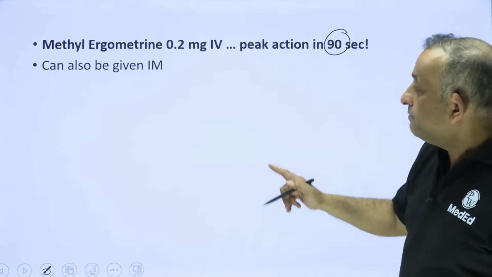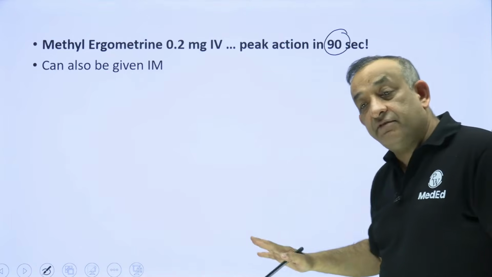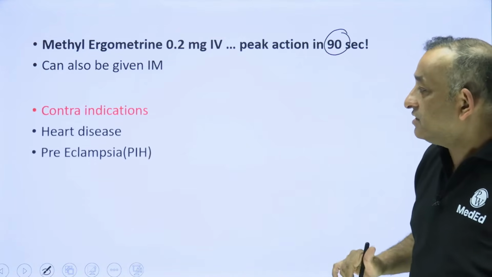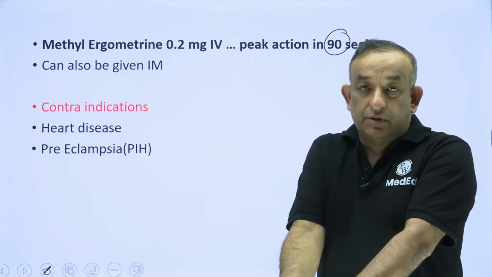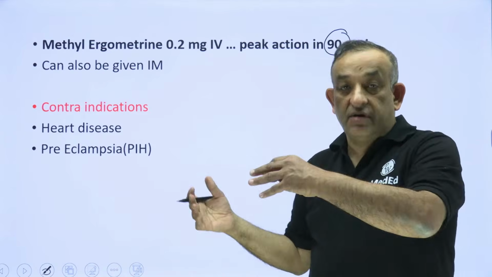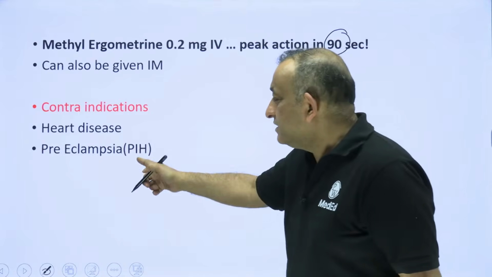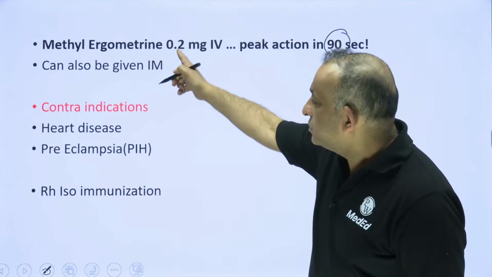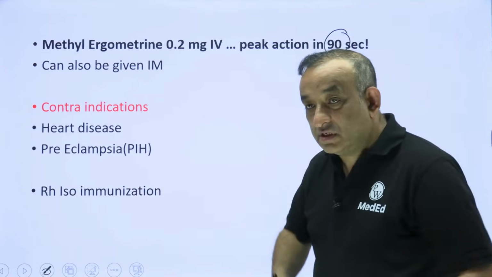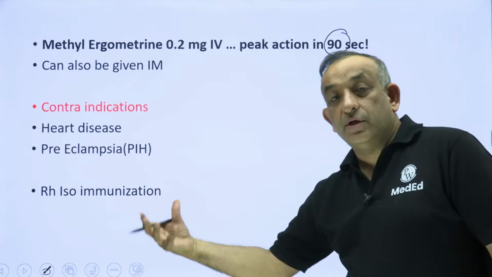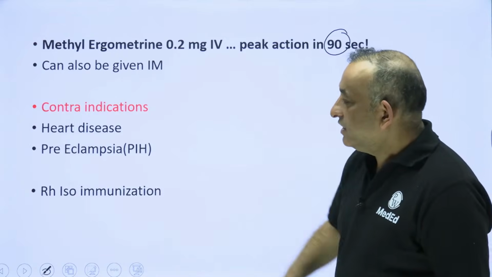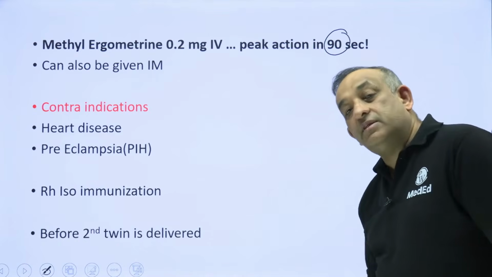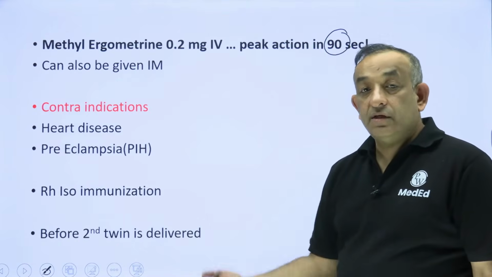It can also be given IM. Both methods are given, but we give it diluted and slow IV. Methylergometrine works fast, but the problem is if it suddenly contracts the uterus, all the blood in the uterus goes into the circulation. So that can be bad for heart disease and hypertension patients, and also in Rh isoimmunization, because if the uterus suddenly contracts, more blood from the baby can go into the mother. So you should know these contraindications. Before the second twin also you should not give any oxytocin, whether it is methylergometrine or oxytocin. You should confirm that there is no other baby in the uterus.